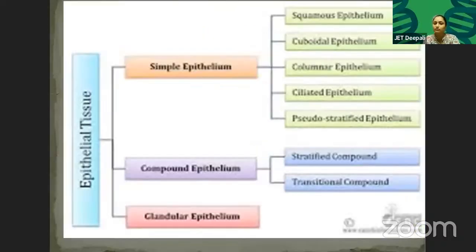Now let's go through the classification of epithelial tissues. Three types: simple epithelium, the easiest one, compound epithelium, and glandular epithelium. First is simple epithelium.